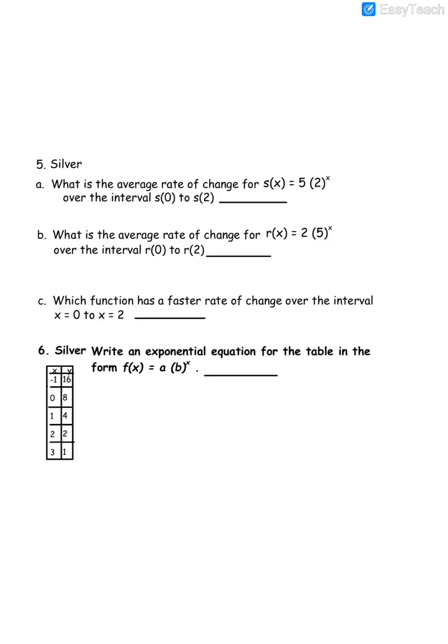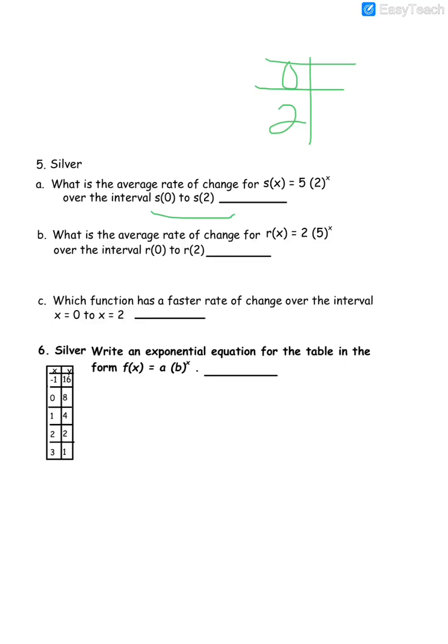So I'm going to go into my y equals, clear everything out, and plug in 5 parentheses, 2 close parentheses to the x power, and generate a table. It's asking from 0 to 2, so I'm going to create a table and only look at those values. I don't really need to know anything else.